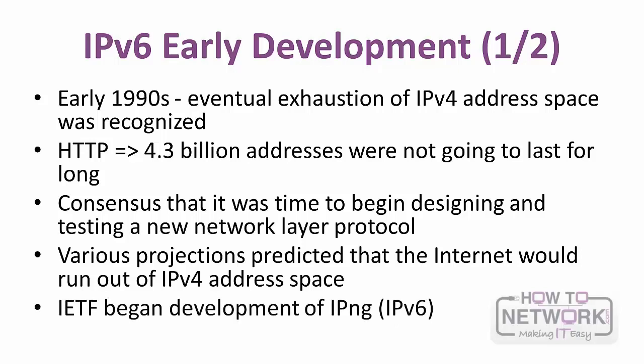So, in the early 1990s, IETF began development of a new version of IP, known as IP Next Generation, or IPNG, which later became IPv6. This, however, was a long-term solution, and a short-term solution was needed immediately. Several steps were taken, including NAT, Private IP Address Space, and Classless Interdomain Routing, CIDR.